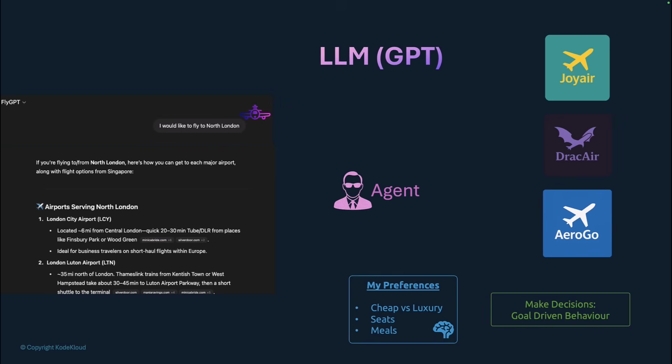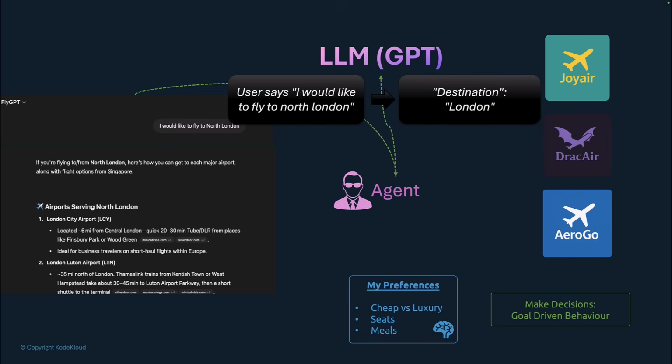The user sends a request to the AI agent. The AI agent interacts with the LLM to extract the right details from the user's input, as different users might input details differently. In this case, the AI agent asks, here is the user's input. What does the user mean? The LLM responds back saying that the destination is London.